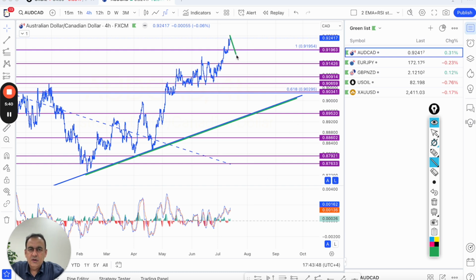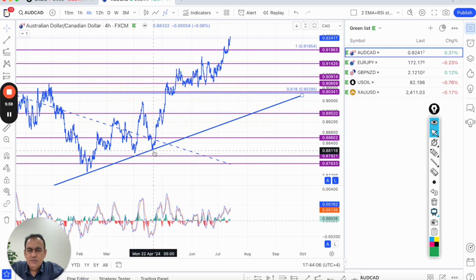There could be some short-term pullback, maybe until this level, and then continuation. I'm going to draw Fib extension and Fibonacci retracement to understand the levels of discount here, the retracement here.